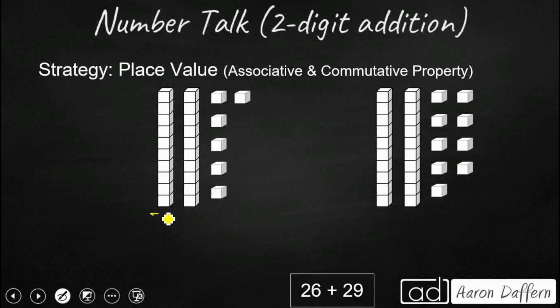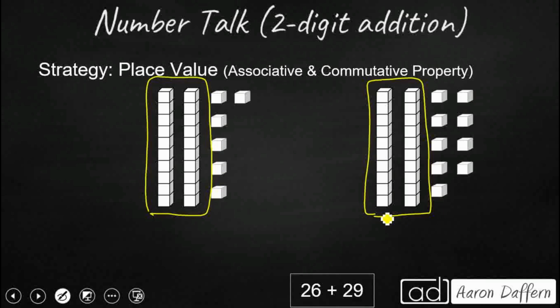Now, a lot of you might have just started with place value, and that's always a good strategy here. So let's break each of these into, think of it like expanded form. We're just going to break them up into tens and ones. So 26 is really 20 plus 6. And then 29 is really 20 plus 9.